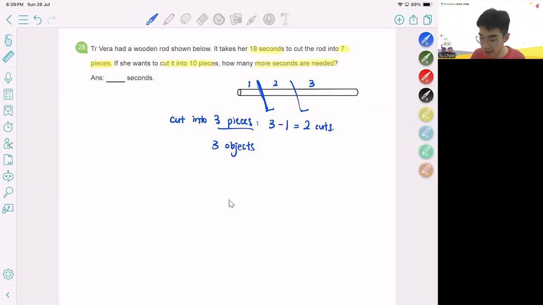There should be 3 minus 1 equals 2 gaps, or more officially, 2 intervals. So you actually don't need 3 cuts, you only need 2 cuts. You need 2 gaps between the pieces. So if I have 3 cuts, you will need 3 cuts to create 4 pieces instead. 3 cuts means 3 gaps. That means there should be 4 objects.